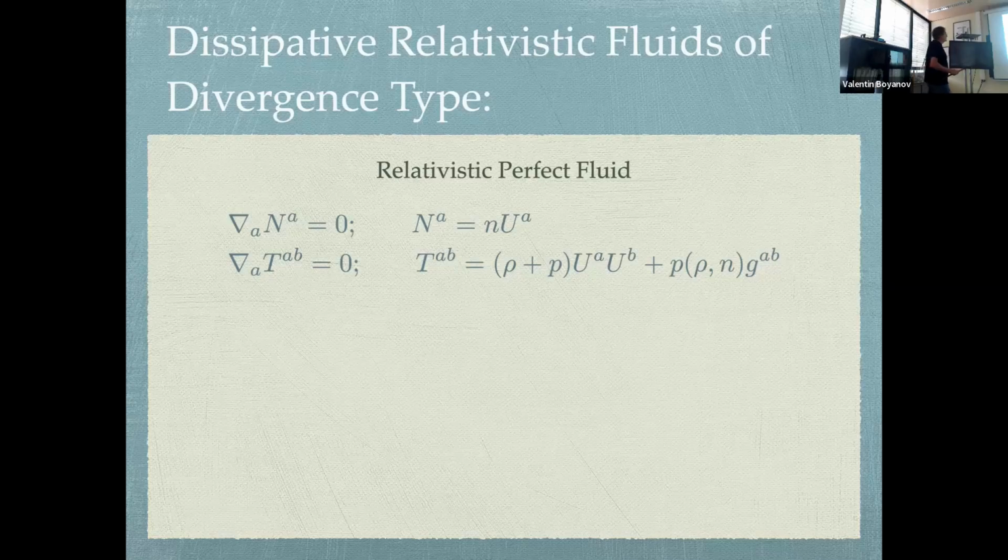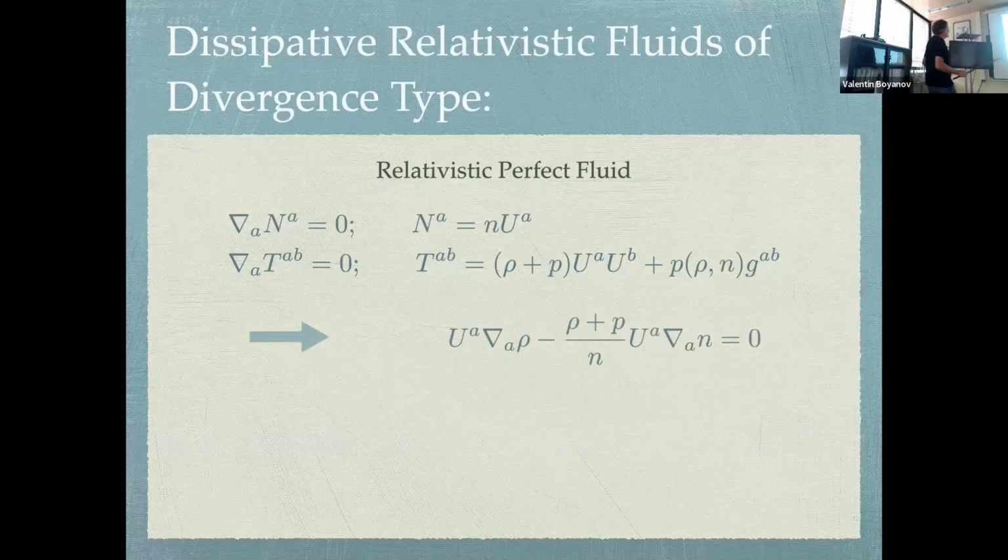So let's start with the relativistic perfect fluid. You have a particle number current, which is some vector u, and you have the energy momentum tensor of this form, where P is a function of the energy density rho and the particle number. And you just look at these two equations and solve for u, n and rho. So this is the perfect fluid system.